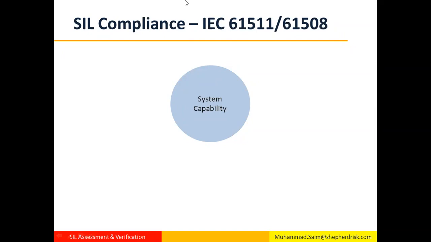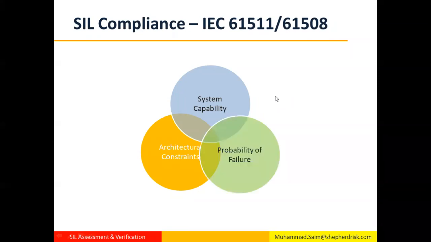We are not going to talk about this in any detail today. The second constraint is to meet the architectural constraints. That is, the configuration of the safety function meets certain minimum architectural requirements. And number three is that by carrying out probability of failure upon demand calculations, which are based on the failure rate of the components, we prove that the PFD of the function is meeting the required PFD.